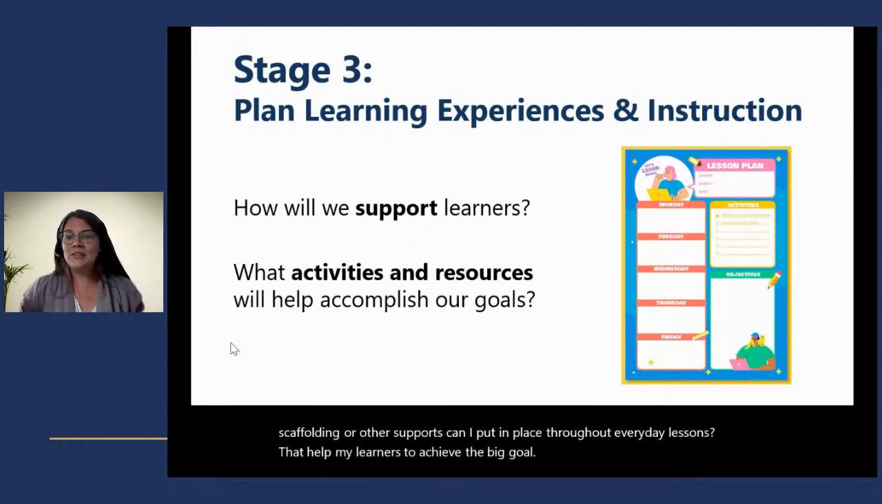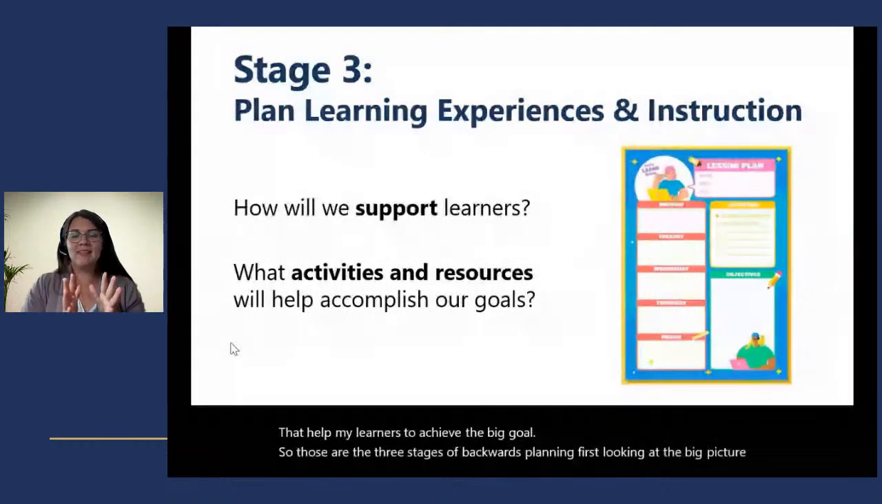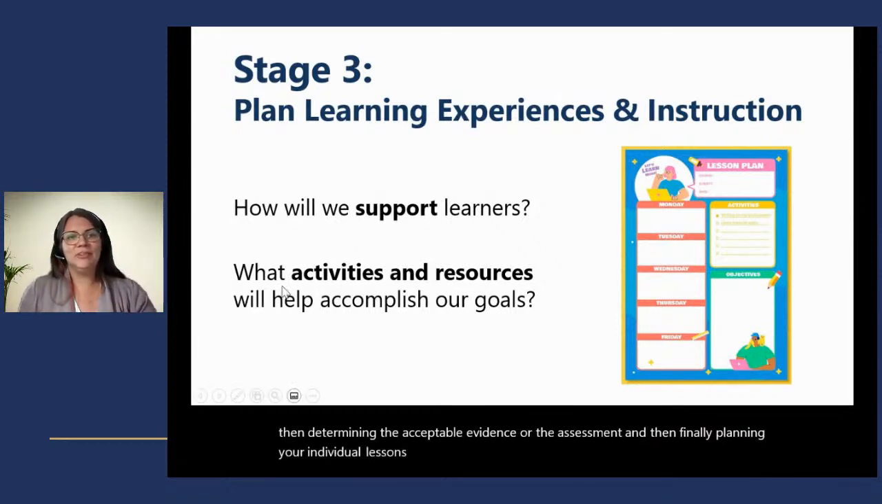Okay, so those are the 3 stages of backwards planning. First, looking at the big picture, then determining the acceptable evidence or the assessment, and then finally planning your individual lessons to reach that big goal from stage 1.